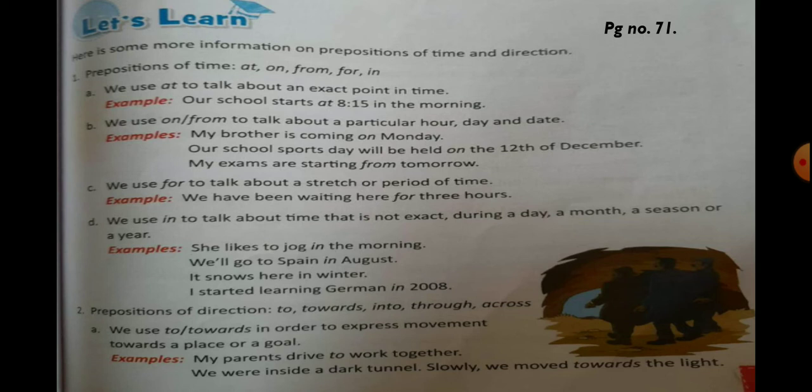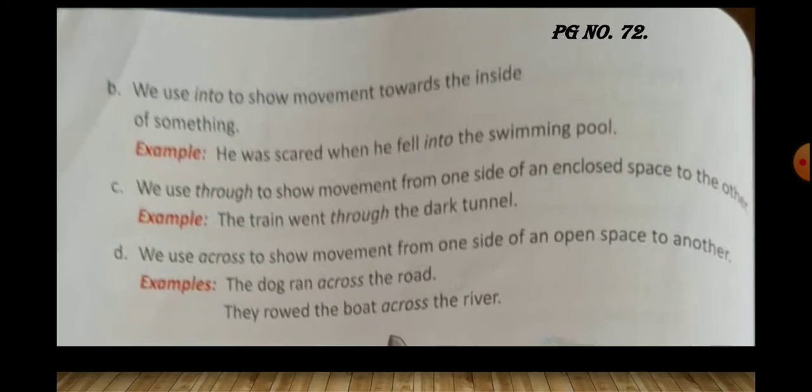We were inside a dark tunnel. Slowly, we moved towards the light. So it's showing you the direction or the movement. Next, come to page number 72. Number B, we use into to show movement towards the inside of something, when something is moving inside. Example: he was scared when he fell into the swimming pool. Okay, I hope you have understood.